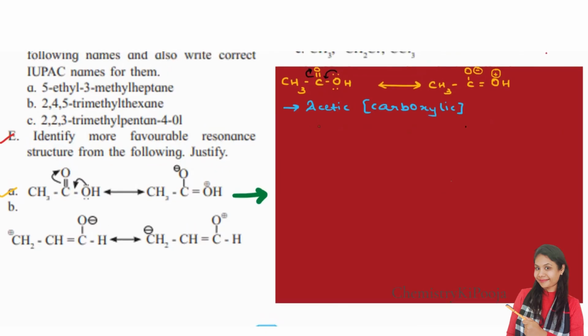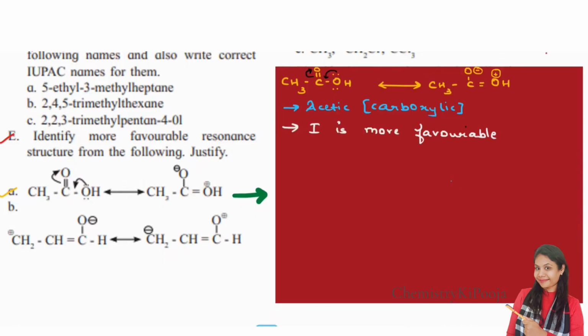Now the next question is, identify the more favorable resonance structure from the following and justify the answer. Now, the first question, that is A. If I carefully look into the resonating structures, these two are the resonating structures of acetic acid, that is nothing but carboxylic acid. Now, if I need to answer the question, it is very simple. Structure 1 is more favorable.